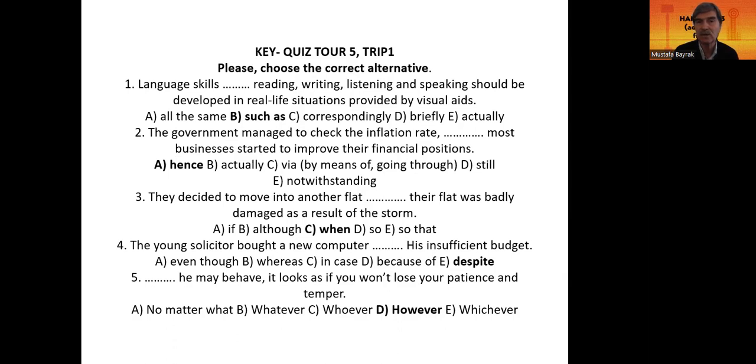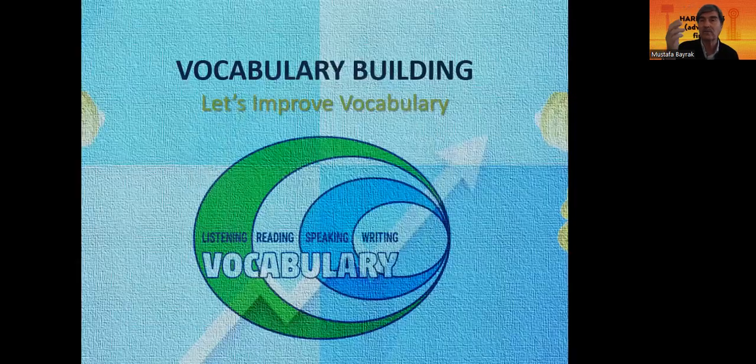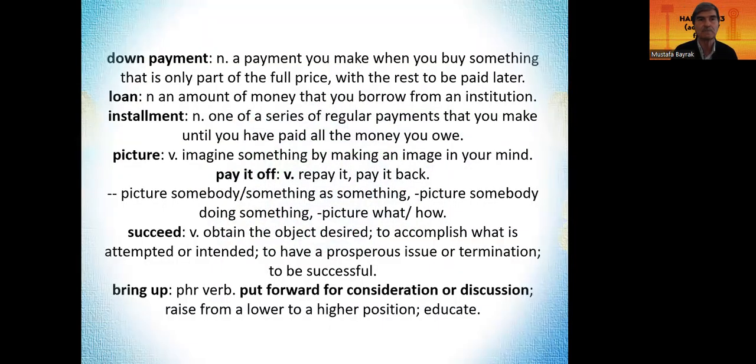it looks as if you won't lose your patience and temper. Okay. However, no matter how he may behave, it looks as if you won't lose your patience and temper. Yeah. However, no matter how. Whatever, no matter what. Whenever, no matter when. Wherever, no matter where. These are also more effective ways of using when, where, how, etc. Okay. Now, time to increase our vocabulary.